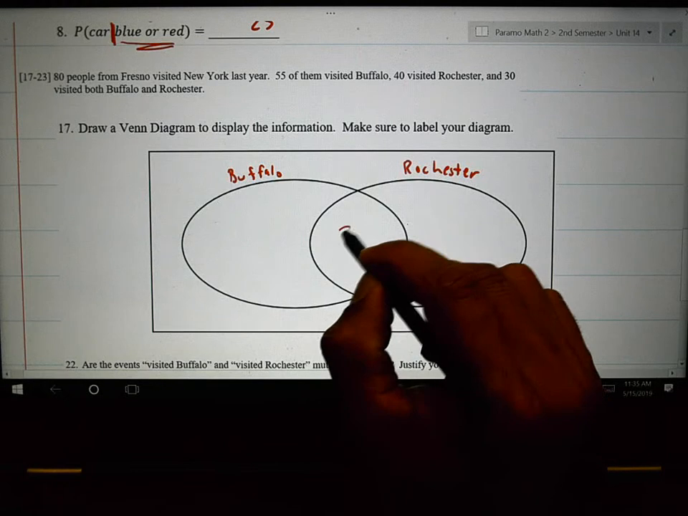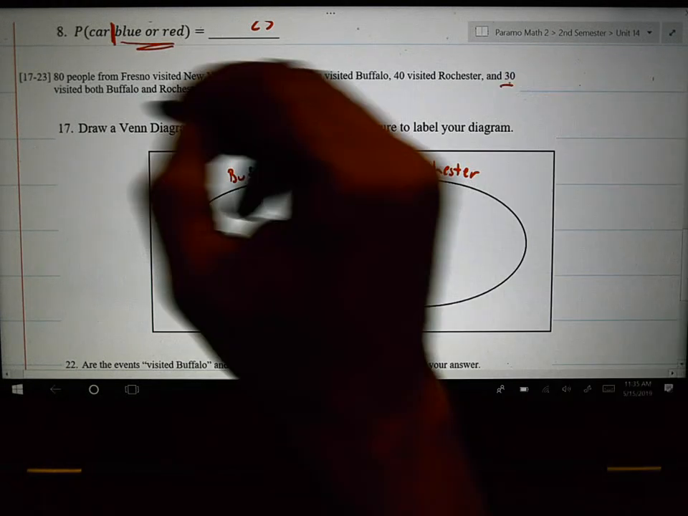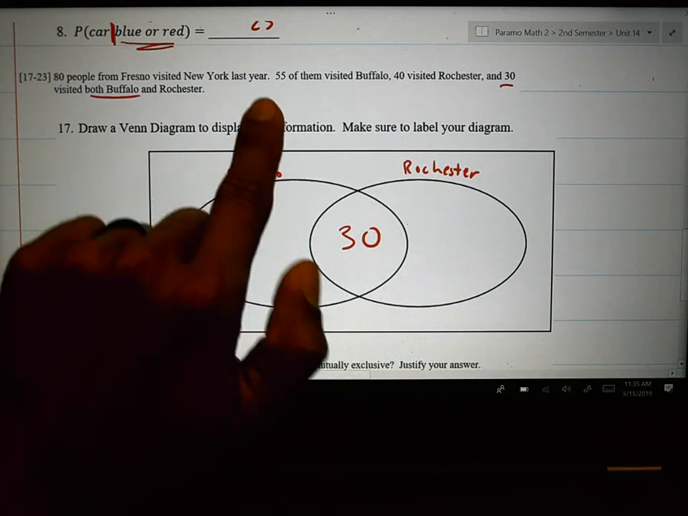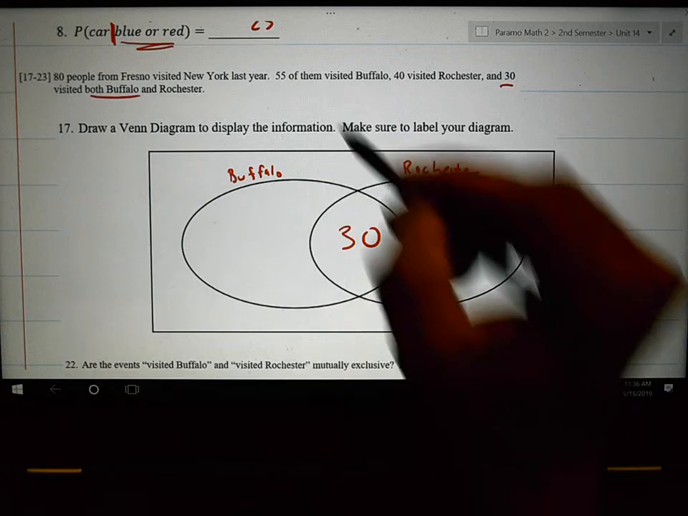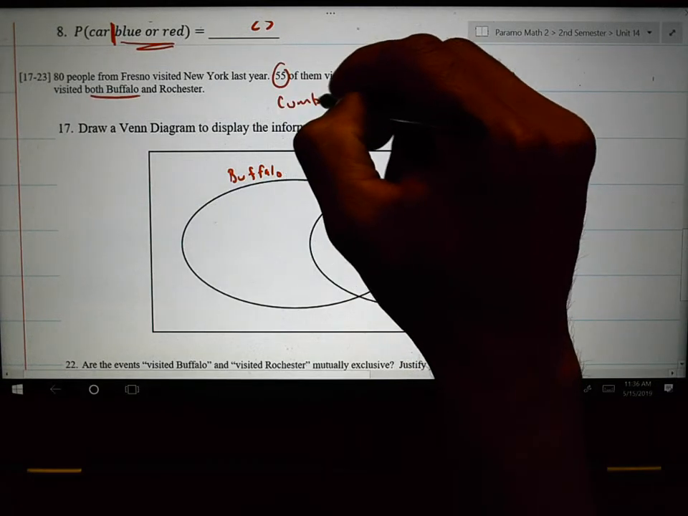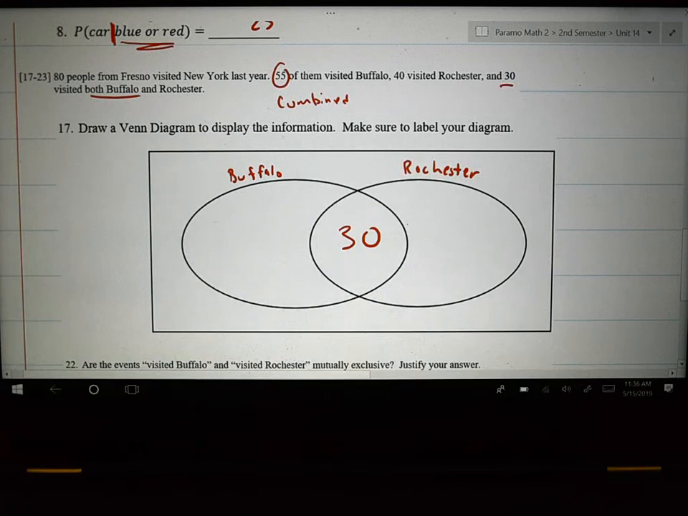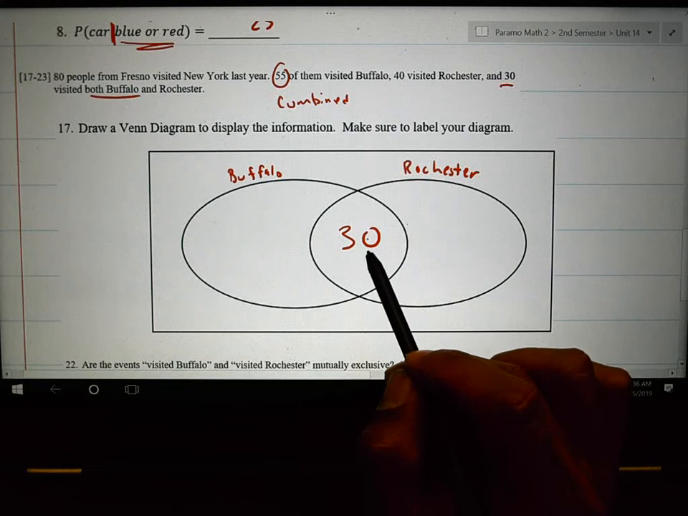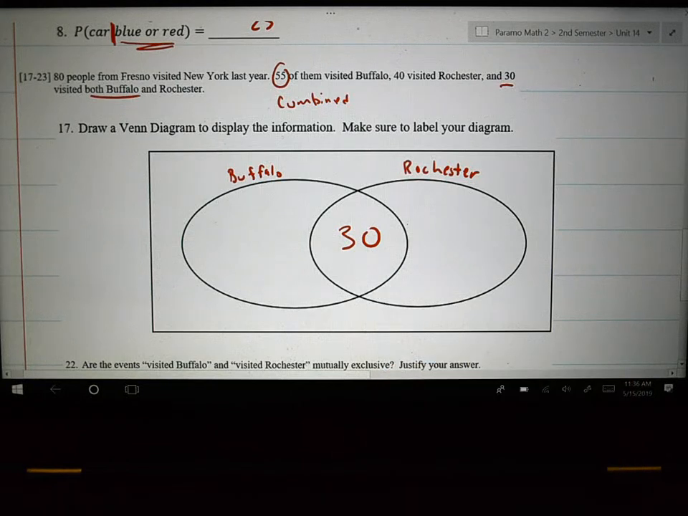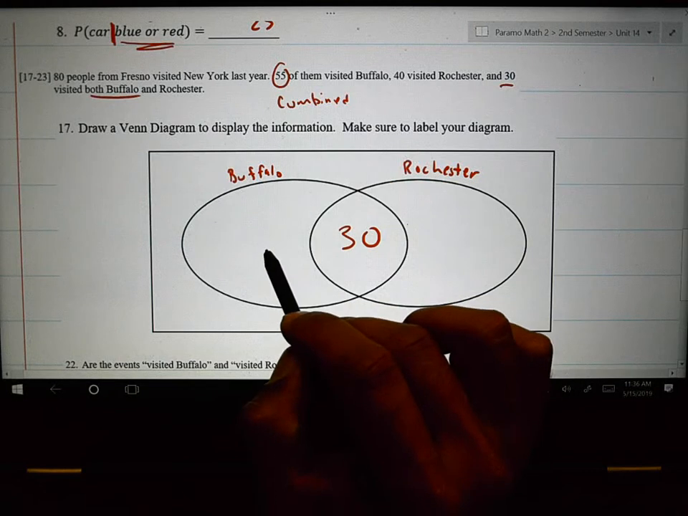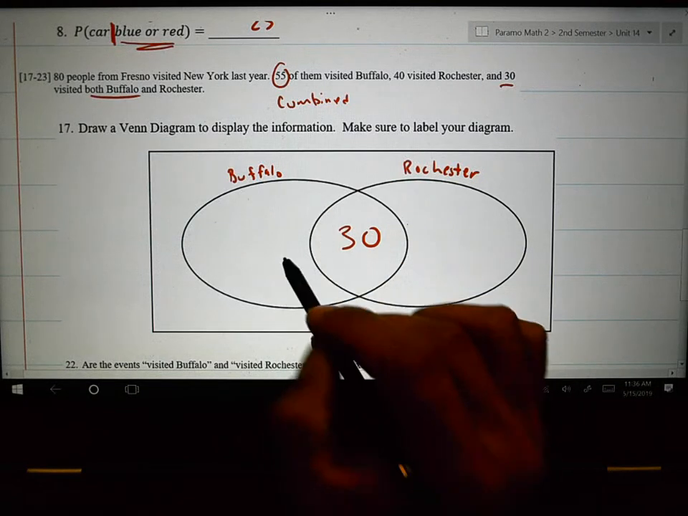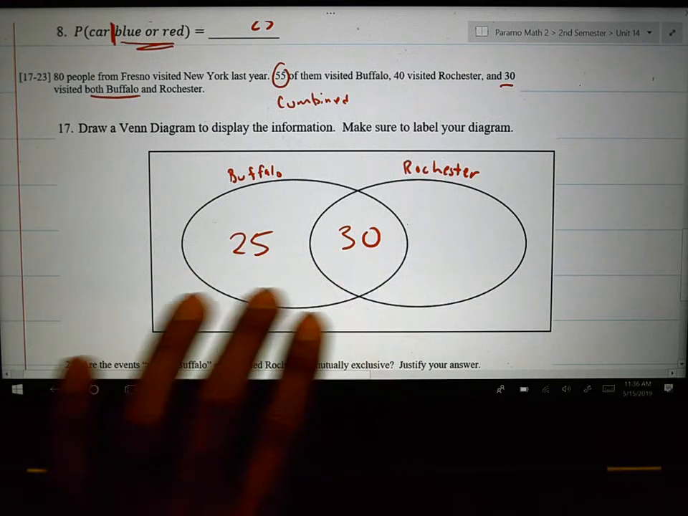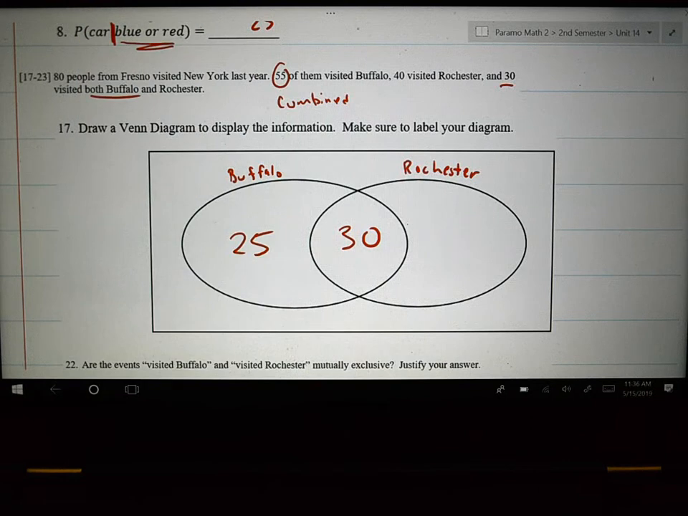That's the easiest number to plug in. If they visited both, that goes in the middle. But when it says 55 of them visited Buffalo, this is combined. It's a combined total. We don't put the 55 there. We have to know that everybody that went to Buffalo, the 55 people did, that includes 30 people who also went to Rochester. So what you have to do is figure out, well, what goes here? Who only went to Buffalo? And that should be 25 people. 25 plus the 30 makes a combined total of 55 people who went to Buffalo.